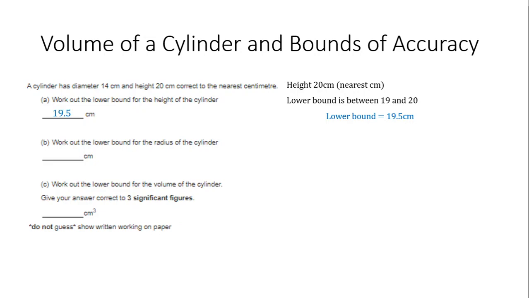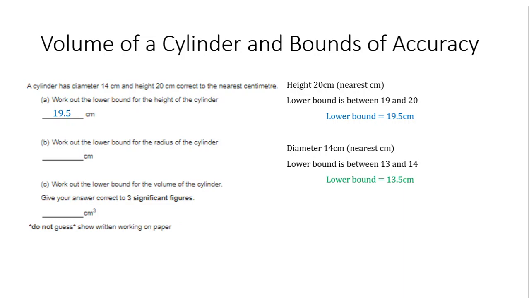And the lower bound for the radius, be careful on this one because we are told the diameter. If the diameter is 14 centimeters to the nearest centimeter, so they rounded that, they measured it as accurately as they could to the nearest centimeter. It could have been anywhere between 13 and 14. But what's the lowest it could possibly be? Lower than that, it would have rounded down to 13, but it rounded to 14. The lower bound is 13.5.